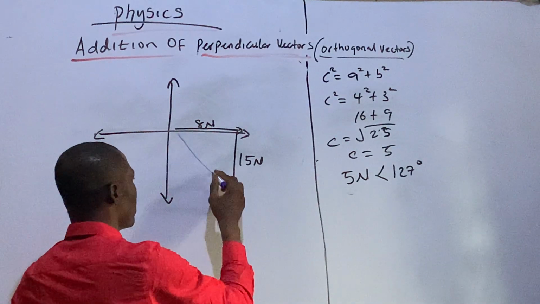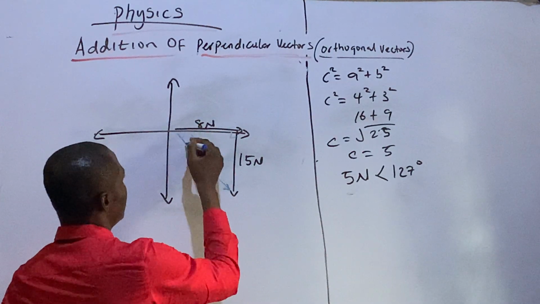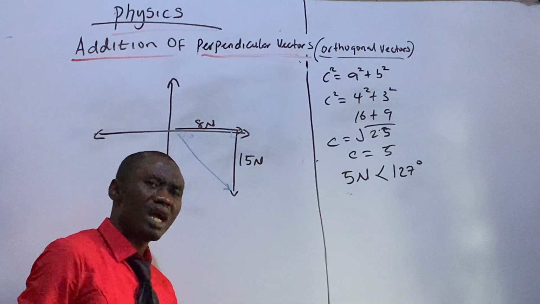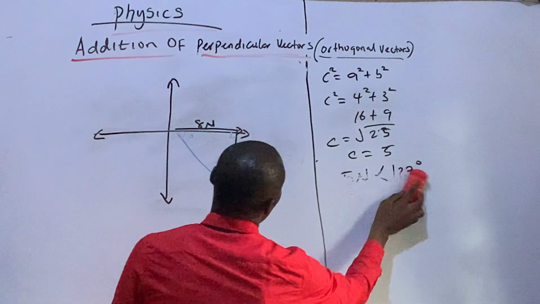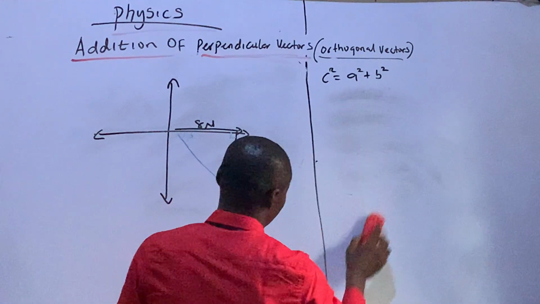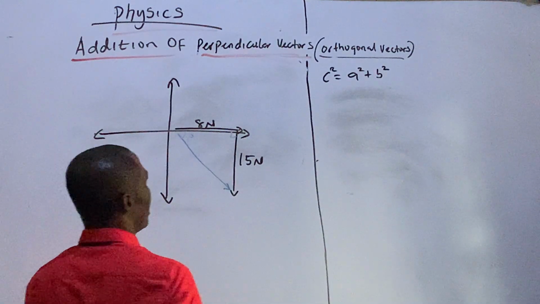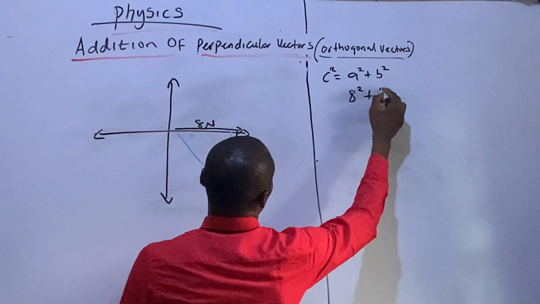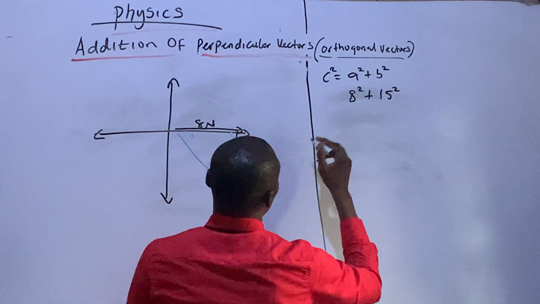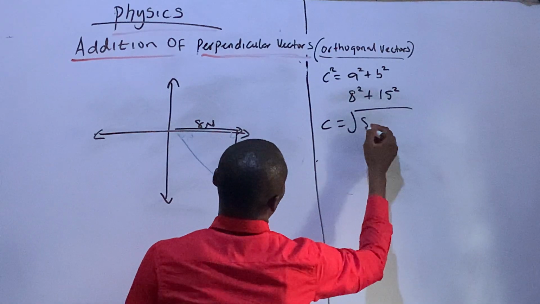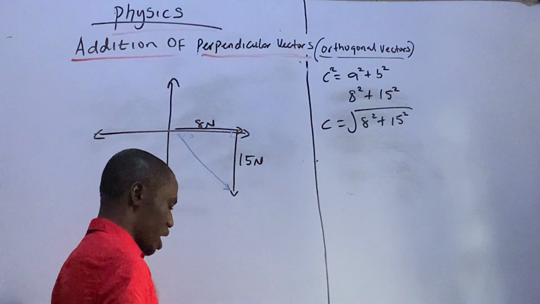Now, these vectors are perpendicular, so they form an angle of 90 degrees, and this is my theta. Remember that the missing side of a right triangle is found using the Pythagoras theorem. So c squared is equal to a squared plus b squared, which is 8 raised to the power of 2 plus 15 raised to the power of 2. So c is equal to the square root of 8 squared plus 15 squared. Let's do that straight up in our calculator.